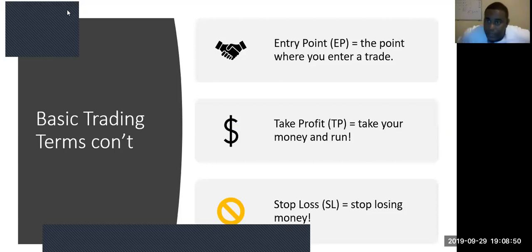The entry point, EP, is the place where you enter the trade. Take profit is basically what it says, take your profit, take your money and run. Stop loss, stop losing money.